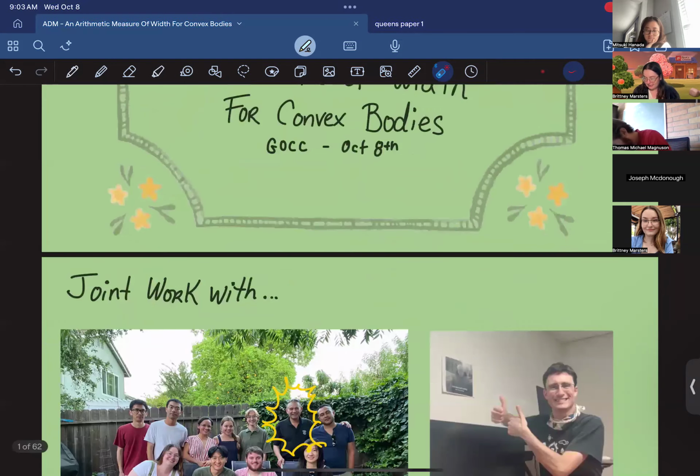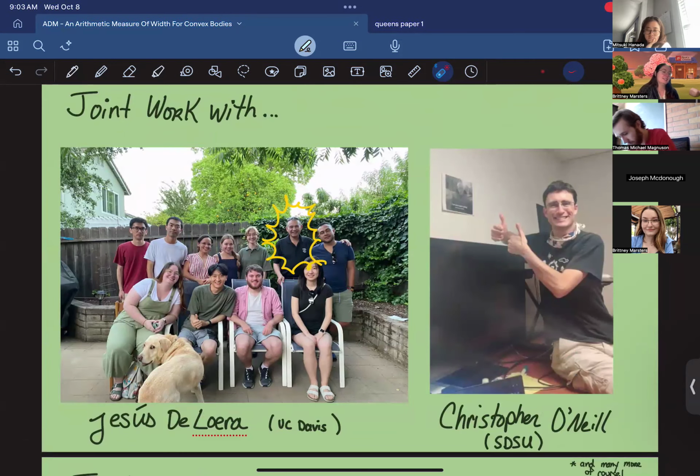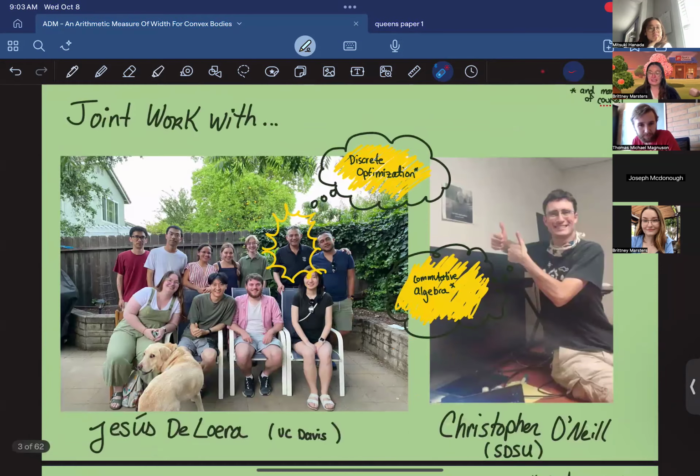This is joint work with my advisor, Jesus de Loera, and my also sort of advisor, Chris. Jesus sort of lives firmly in the land of discrete optimization. He does a lot of different sorts of things, but I would say most recently, most things take that flavor. And Chris sort of lives in this land of commutative algebra, and again, many other things, but for the story today, that's what we're going to talk about.